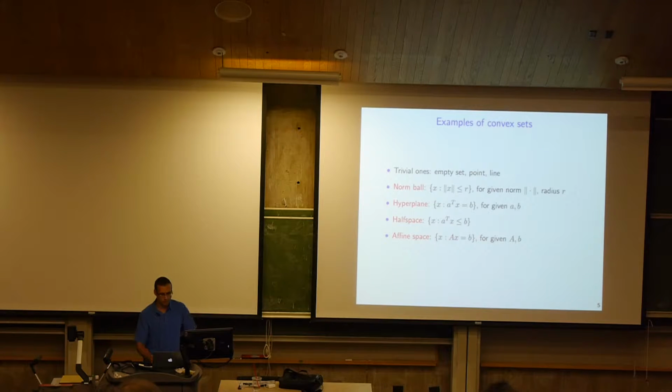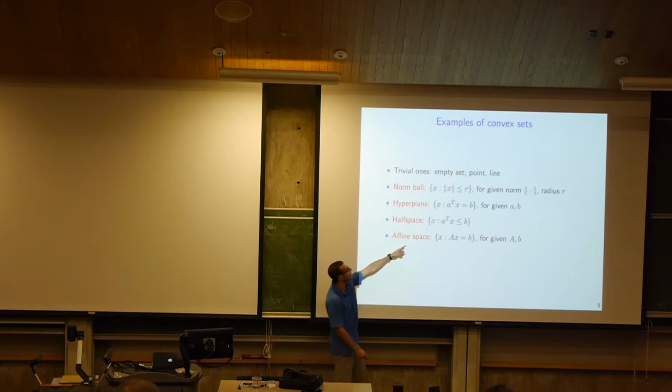Some other examples: a hyperplane is a convex set. This is the set of all x for which a single linear equation holds, A transpose x is equal to B. You can also check directly from the definition that this one is convex. A half space is convex.